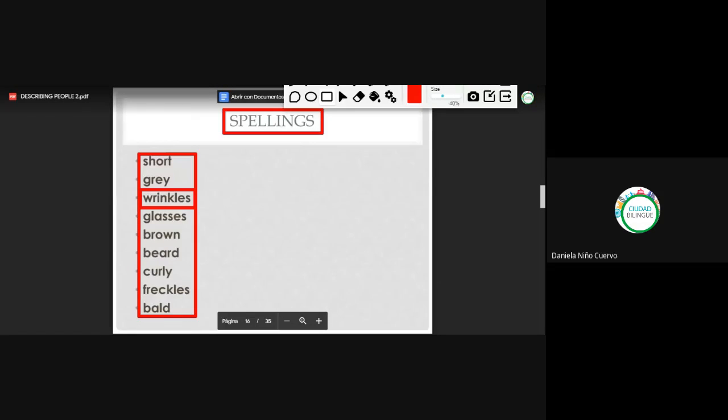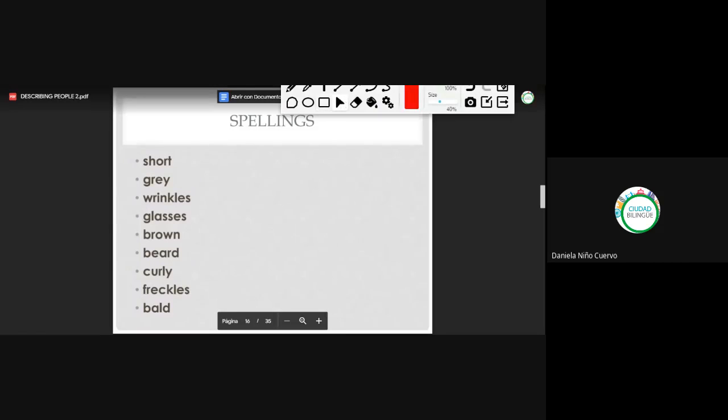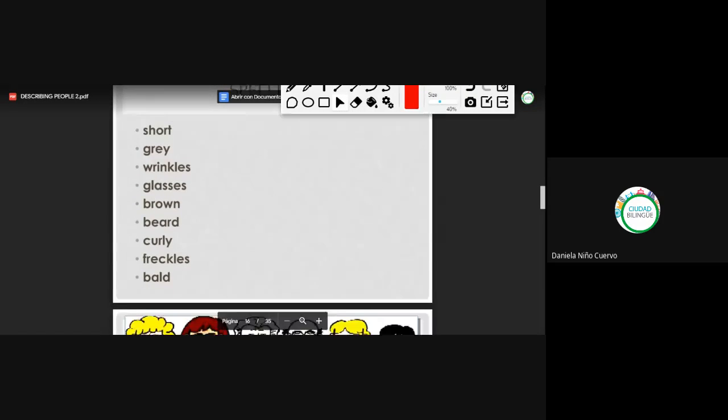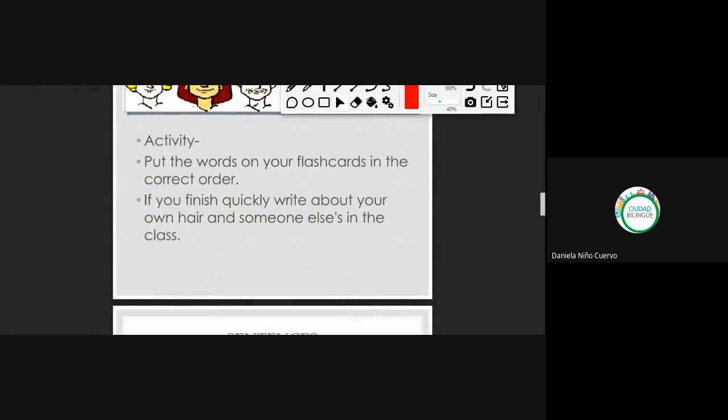All right, we are going to move on because we have a lot of exercises. But remember, the spellings. Yes, remember the spellings. La forma correcta en que se escriben estas palabras. Now we continue over here.